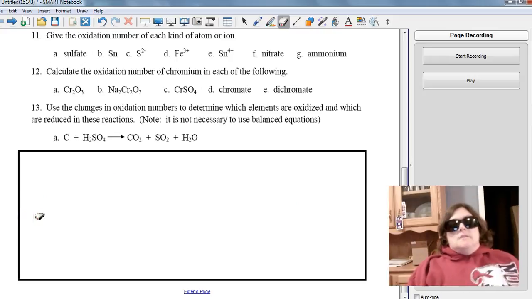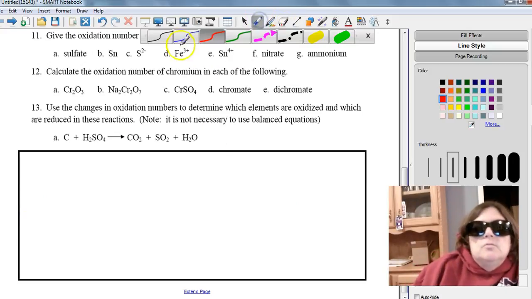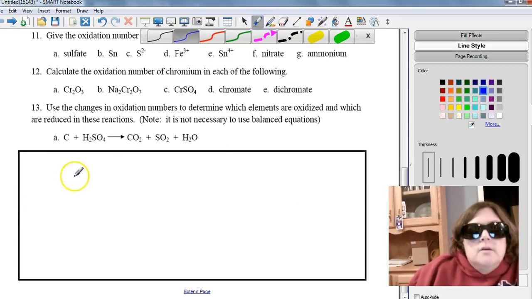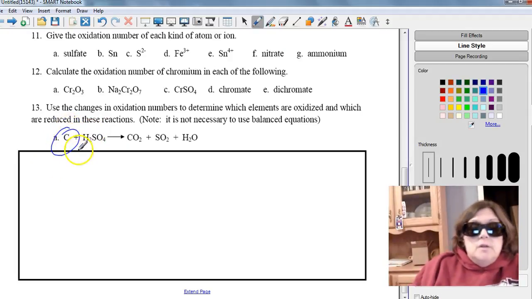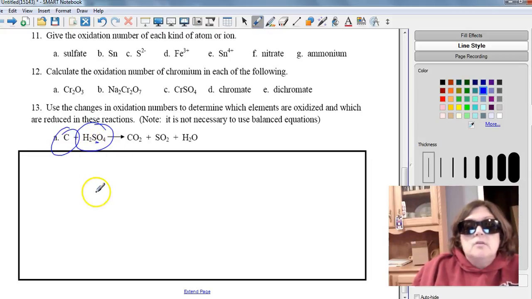Now, on the test, it asks you what species is being oxidized. Well, we said that carbon was being oxidized. The carbon atom is found as an element. So your answer, the species that is being oxidized is carbon. Sulfur is what's being reduced, so the species where sulfur is found is in the sulfate.